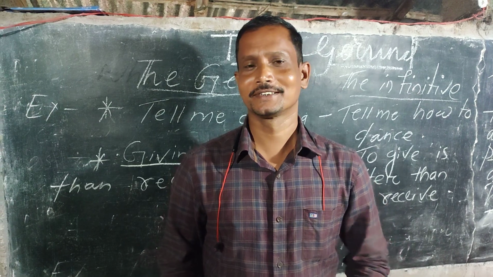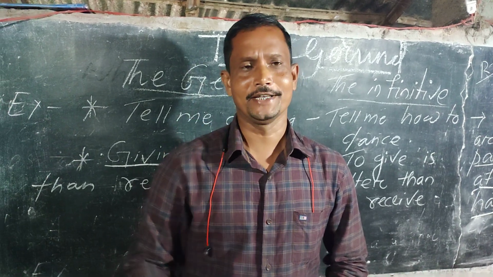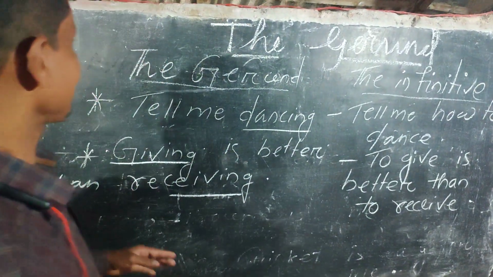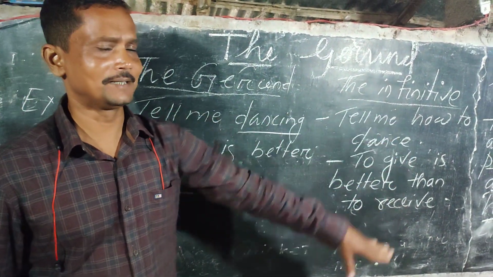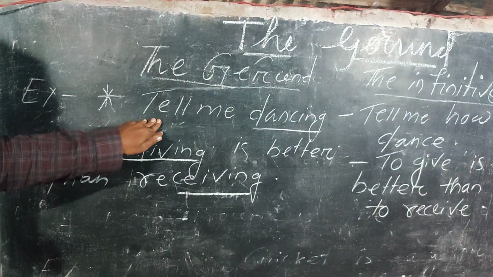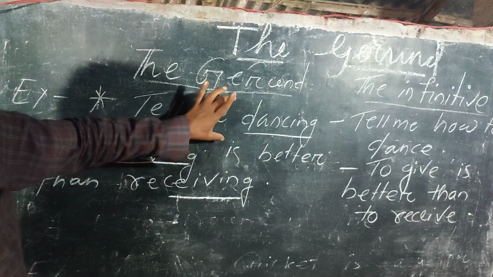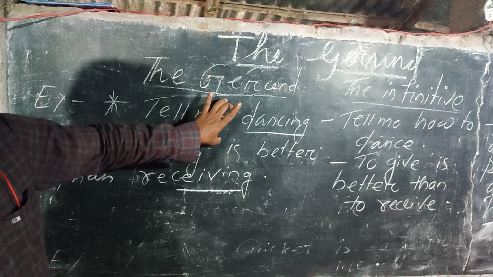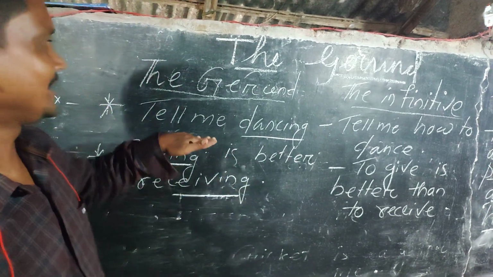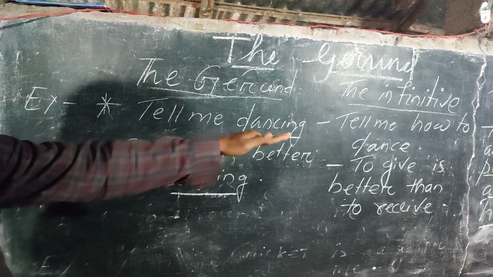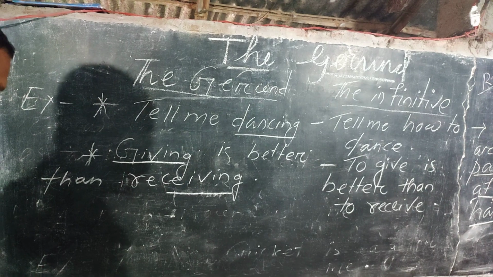Just before I have taught you, there is no difference in meaning between the gerund and to infinitive. Let's take two examples. Here is the column for the gerund and here is the column for the infinitive. Example number 1, tell me dancing. Here the gerund dancing is used. If we turn this sentence into infinitive, it will be tell me how to dance. So there is no difference of meaning between these two sentences.